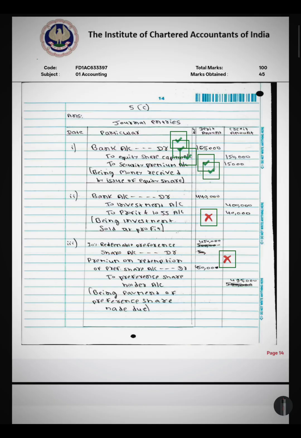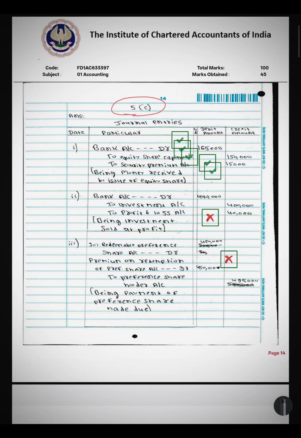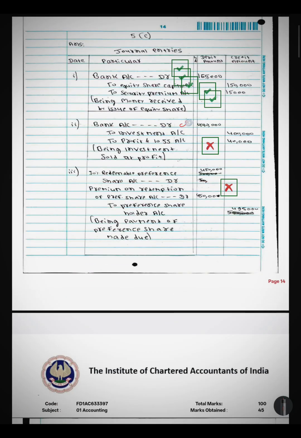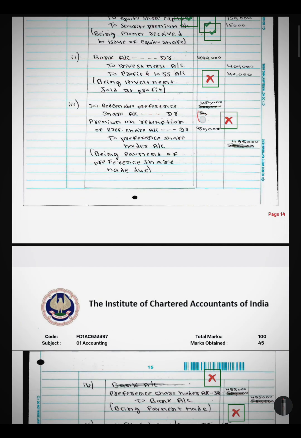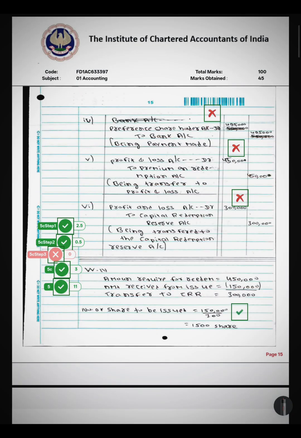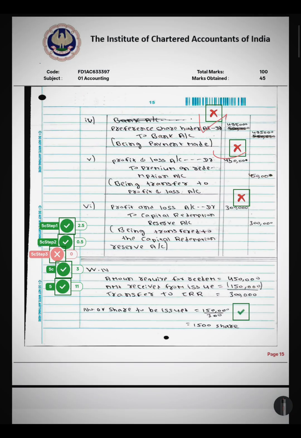After that I went to 5C, and I again wrote the question in the center and started with the answer. I wrote the proper format here with the scaling and narration. The first entry, as you can see here, is right, but from the second I made a silly mistake here, and because of that all the entries after this started to become wrong. As you can see here, every entry became wrong.